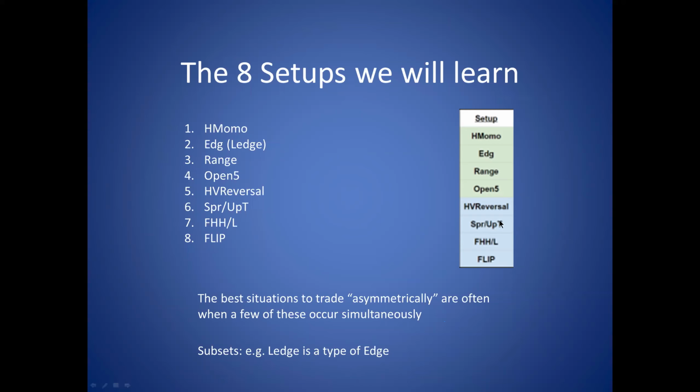Okay. HMOMO is what it sounds like. It's high MOMO. There's a very specific way you look for that, though. It's not just, oh, there's high MOMO, I'm going to trade. That is not what that means. Number two are edge trades. Edges are edges of the volume profile. A ledge is a specific kind of edge of the volume profile at the edge of a day in a group of days. More on that.